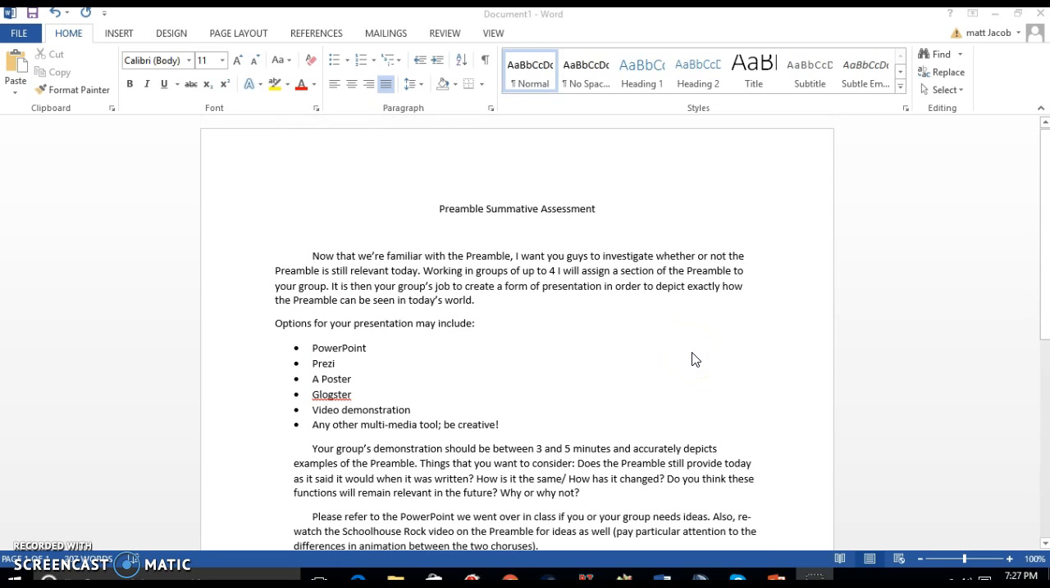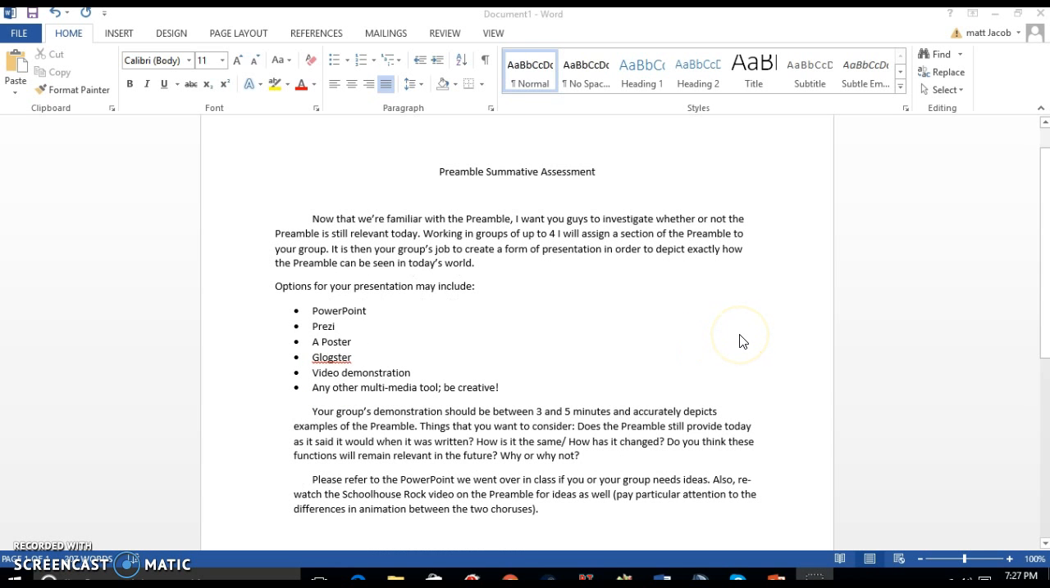Alright class, following our initial look at the preamble, as we dissected the language and created a preamble as a class, we are going to do a project. Now I will divide you guys up into groups of up to 4, and I will assign a different section of the preamble to each group. It is then your group's job to create a form of presentation in order to depict exactly how the preamble can be seen in today's world.